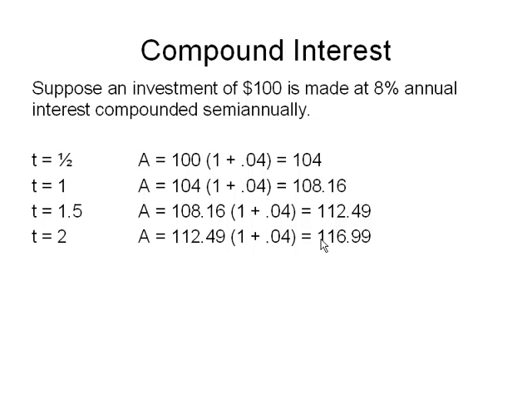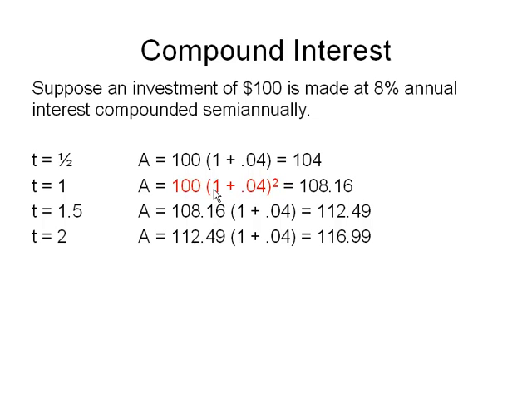Now let's go one step farther. Notice that the 104 in that second term at the end of 1 year, well, that just came from 100 times 1.04. So if I replace the 104 with what I had in the previous step, I get 100 times 1 plus 0.04 squared. That tells me that you get to the end of the first year by starting with $100 and you multiply by 1.04 twice, because there's 2 periods because we're doing this semi-annually.